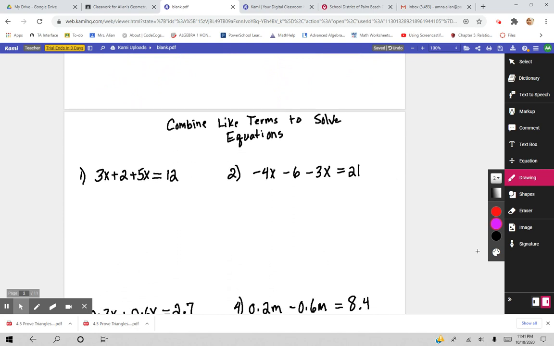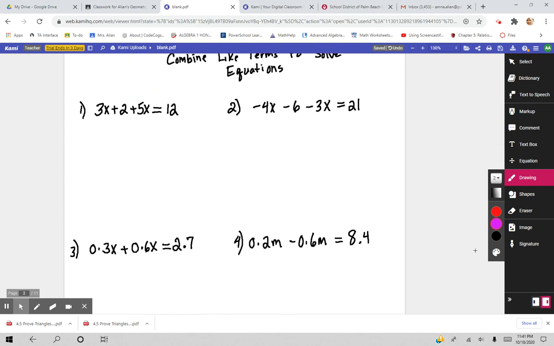Let's keep going. So now we're solving equations, and these equations include the added step of having to combine like terms. All right, so let's get started. You have 3x here and 5x here. You can put those together to get 8x. And then copy the rest of the equation. And then solve it like you've solved equations before.